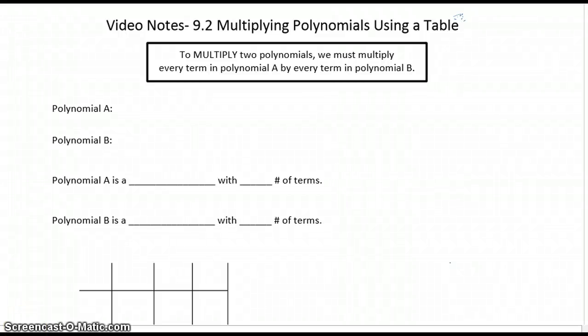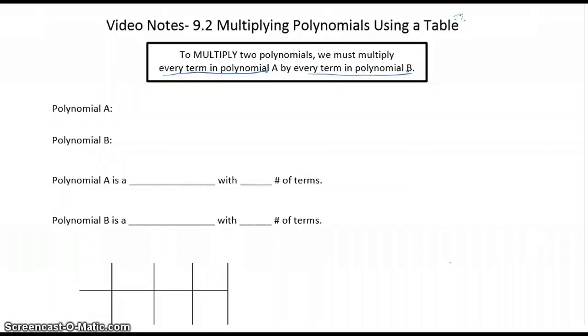Alright, so this is video notes for 9.2, multiplying polynomials using a table. This is just another way to think about multiplying polynomials. It's another way to organize yourself. Again, when you multiply two polynomials, you have to multiply every term in polynomial A by every term in polynomial B. So we're just going to use a table to help keep us organized.